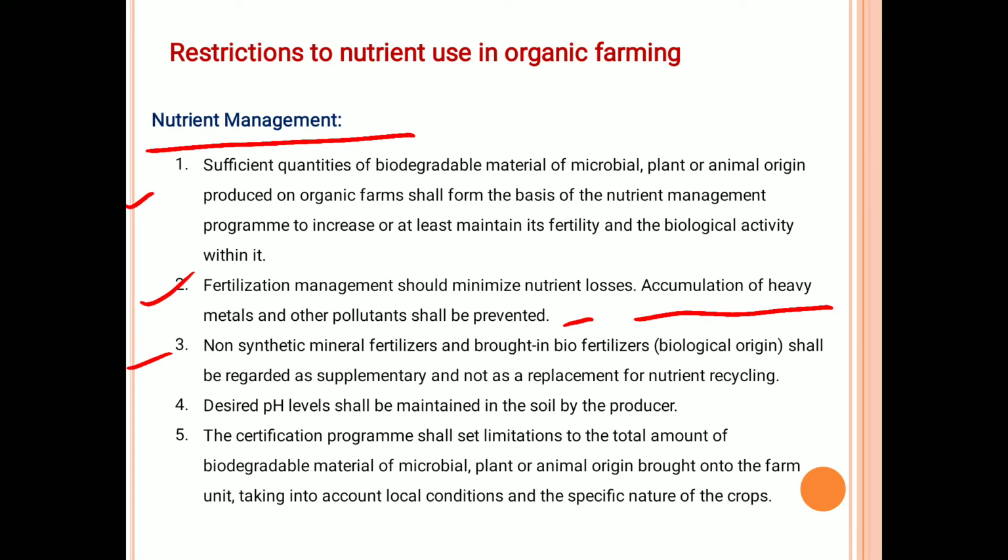Next, non-synthetic mineral fertilizer and brought-in biofertilizer shall be regarded as supplementary and not as a replacement for nutrient recycling. The desired pH level shall be maintained in the soil by the producer. Then the certification program shall set limits on the total amount of biodegradable material of microbial, plant or animal origin brought onto the farm unit, taking into account local conditions and the specific nature of the crop.